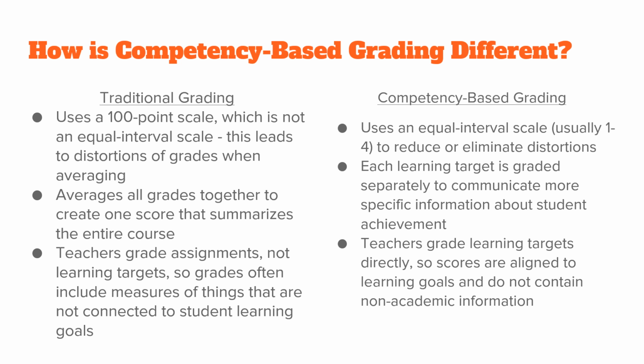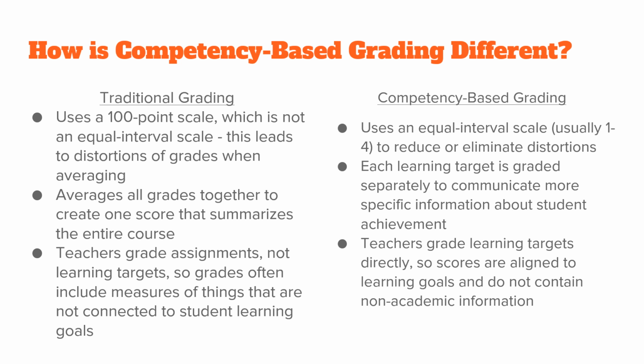The second thing is that in a traditional grading system, we average all grades together and we come up with one score, one letter that explains the entire course. So most of us are familiar with seeing our own middle school or high school report cards that said, math B. That B doesn't necessarily tell us a whole lot about what we know or don't know. It doesn't provide good information for those purposes.